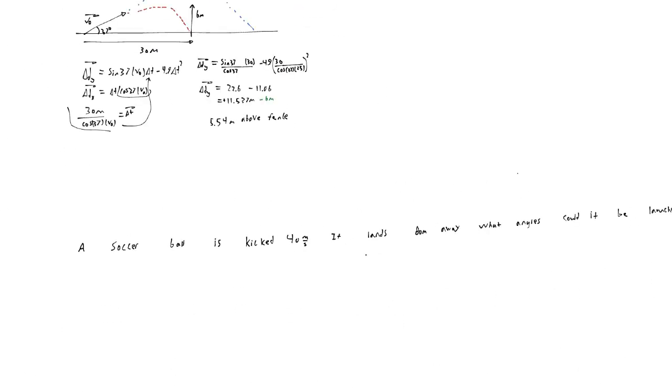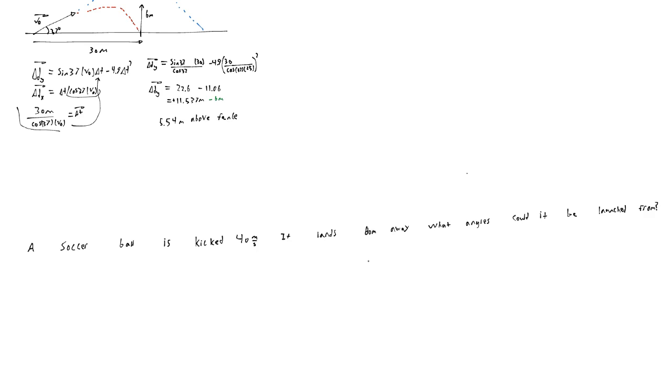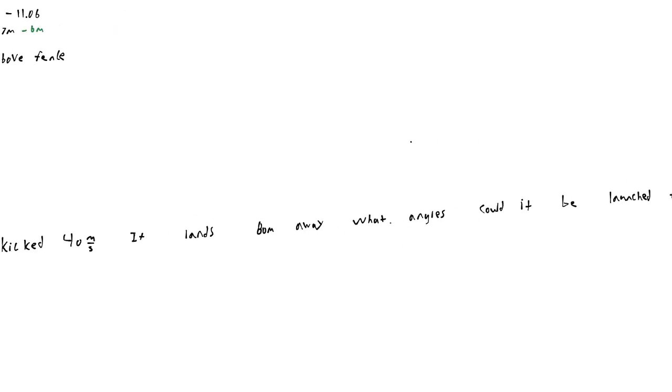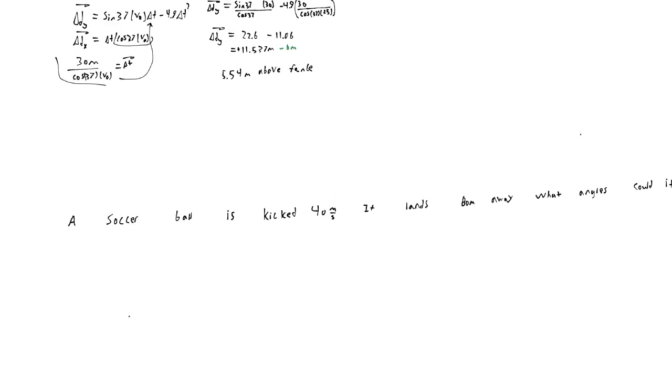Okay, so let's do the next one. A soccer ball is kicked 40 meters a second. It lands 80 meters away. What angles could it be launched from? So here, I'll just draw this really quick. So the soccer ball is launched up like this, lands over here. Let's go 80 meters away.